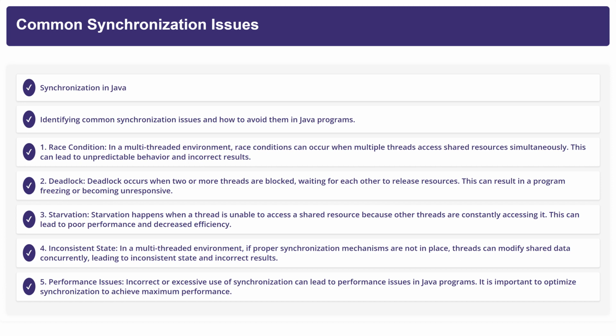3. Starvation is another issue that can occur when a thread is unable to access a shared resource because other threads are constantly accessing it. This can lead to poor performance and decreased efficiency. 4. Inconsistent state can also be a problem in a multi-threaded environment if proper synchronization mechanisms are not in place. Threads can modify shared data concurrently, leading to inconsistent state and incorrect results. 5. Finally, incorrect or excessive use of synchronization can result in performance issues in Java programs. It is important to optimize synchronization to achieve maximum performance.